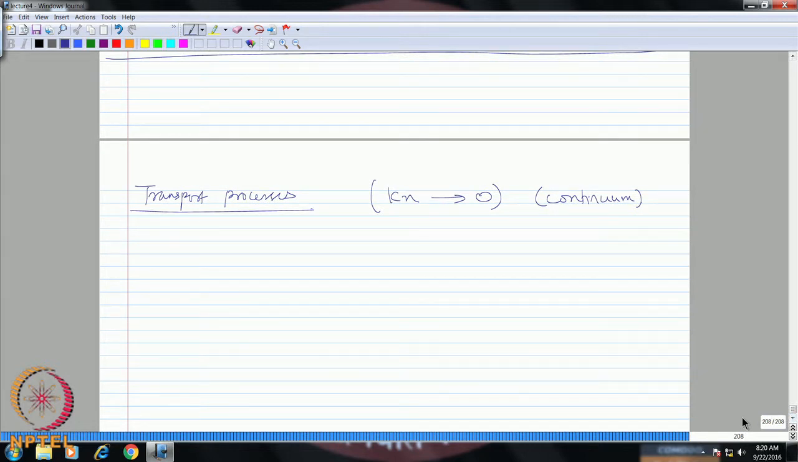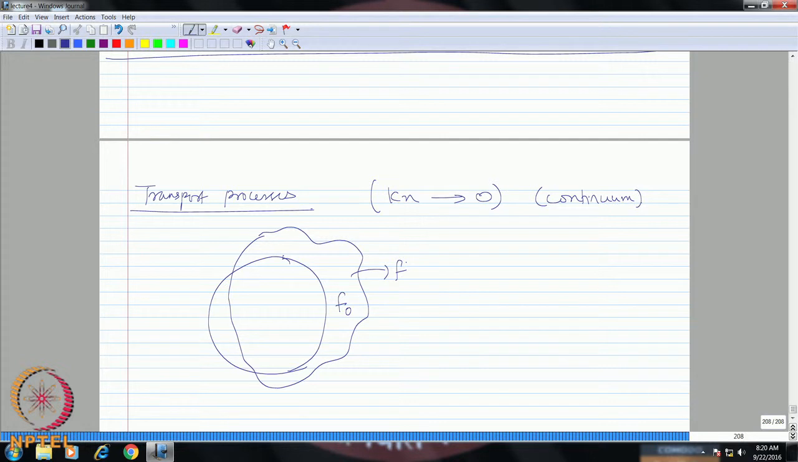So, what we will do is once again, if you are looking at an equilibrium distribution function, let us call this f naught or f equilibrium, whatever you want to, and then from this you have a deviation which is your actual non equilibrium distribution function f. Now, if you want to derive the continuum equations, how much should be this deviation of f from f naught? Should it be large or should it be small?